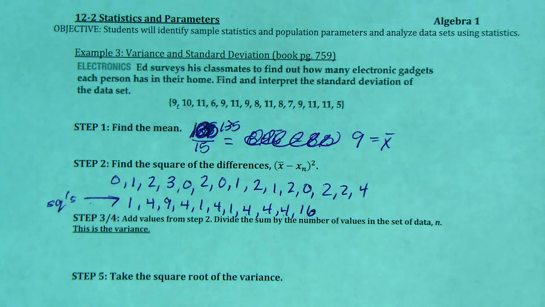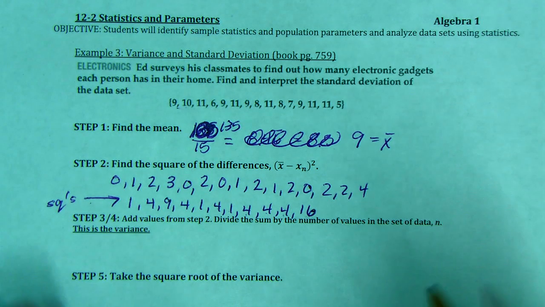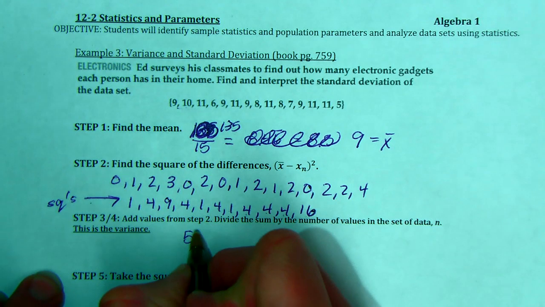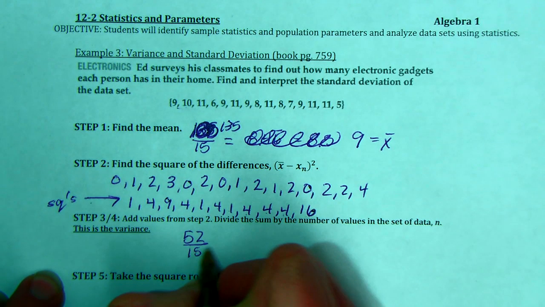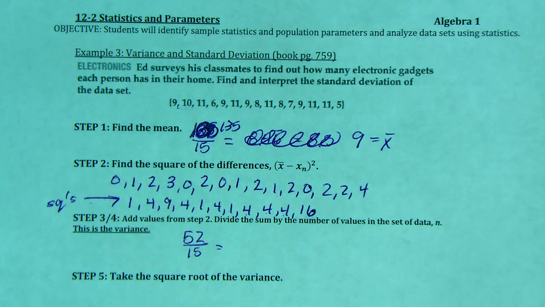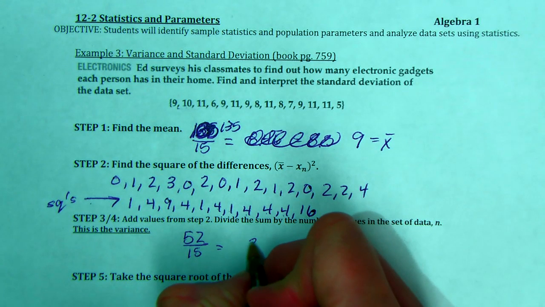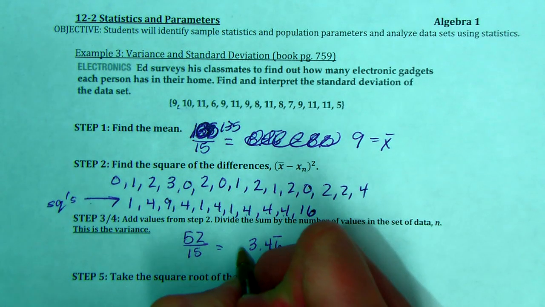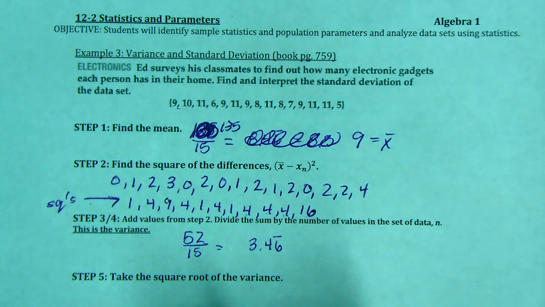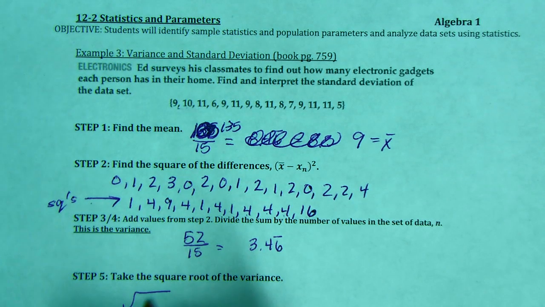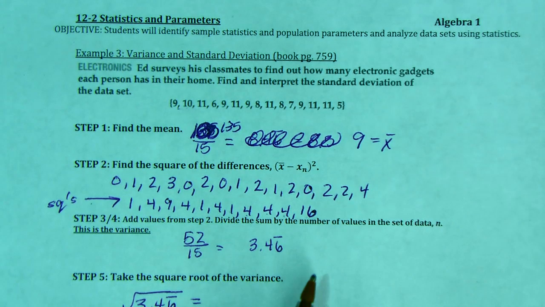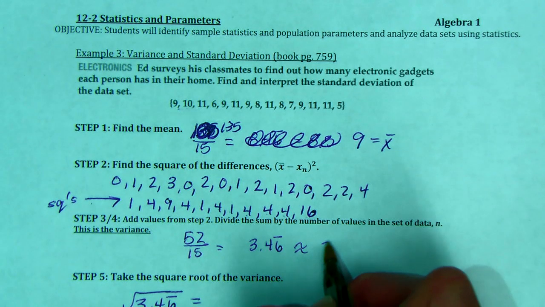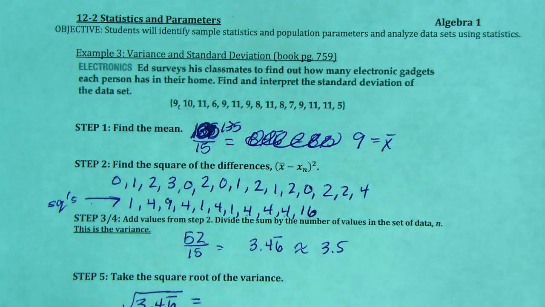Divided by 15 gives me 3.46 repeating. This is called the variance, or approximately 3.5. And then I'm going to take the square root of that, and the square root of that would be 1.86.